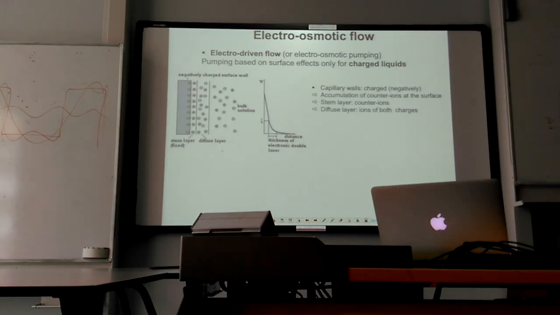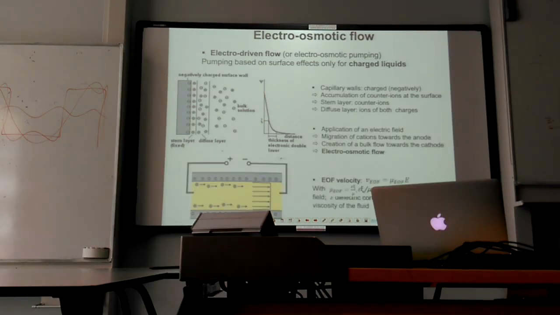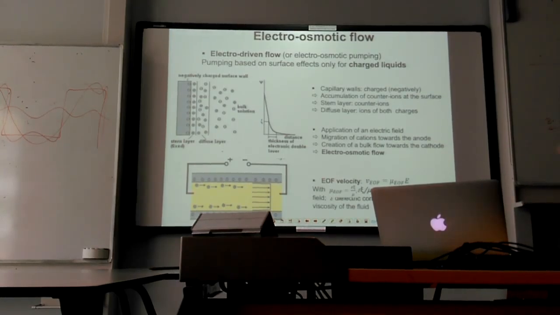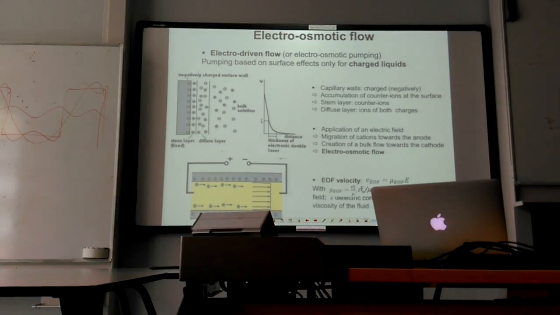So what you do then is apply an electric field at the two extremities of your channel. Then, for instance, the positive ions will move to the negatively charged electrode. If these ions, the cations, are moving, they will drive all the liquid with them. So you can move all your liquid just by applying an electric field. And this is what we call an electroosmotic flow. Is that clear? Yes.